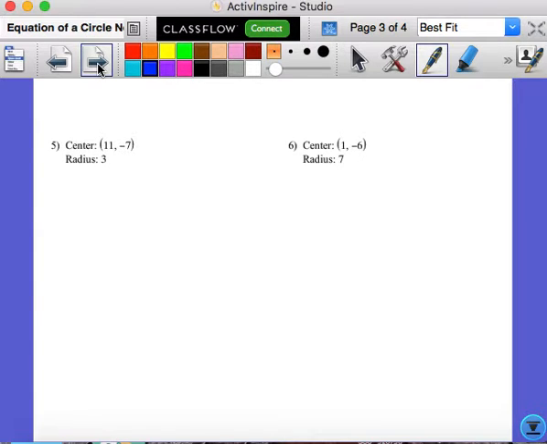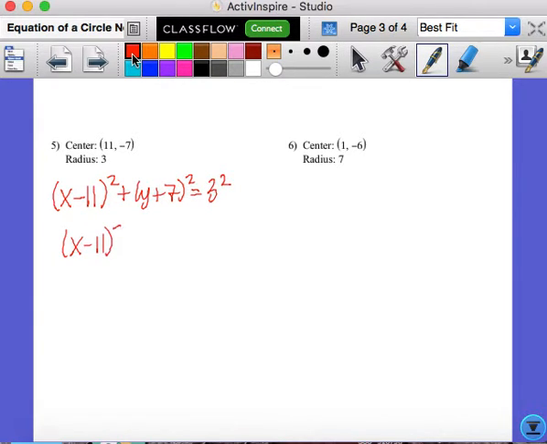Two more examples here. I'll do 5 with you. You'll do 6 on your own. So for number 5, those are our h and k. So (x - 11)² + (y + 7)² = 3². Again, we're going to go ahead and square that number to simplify it for us. And once we have that, we're done. We've written the equation. Try number 6 on your own, and then come back to check.